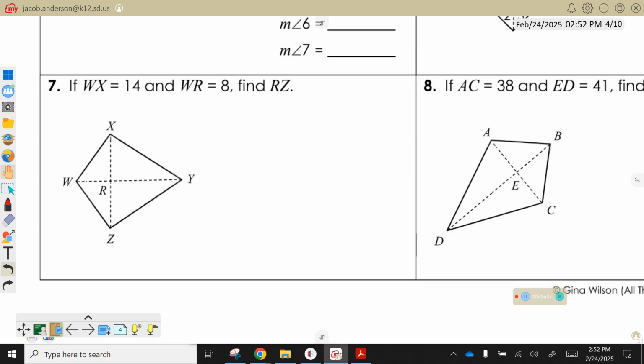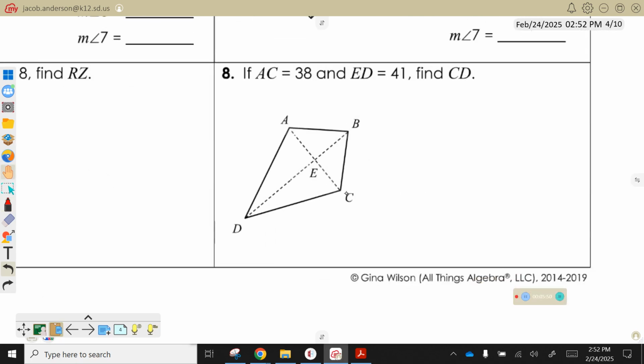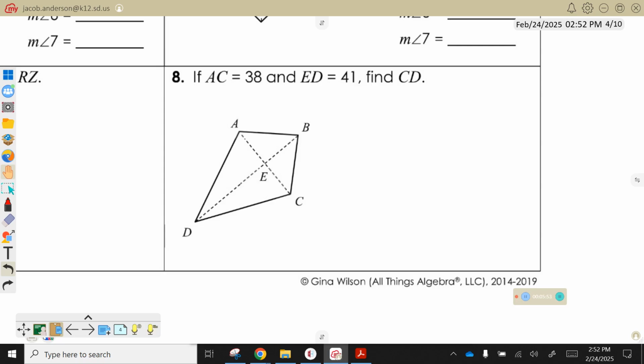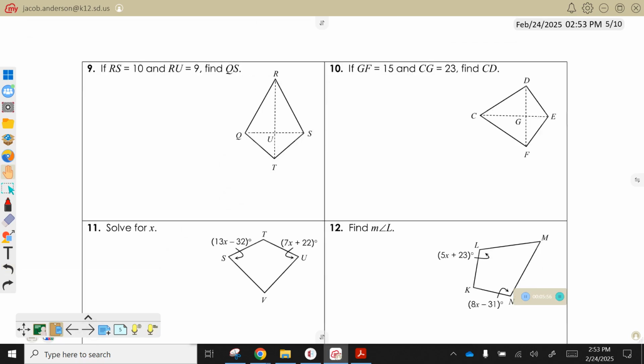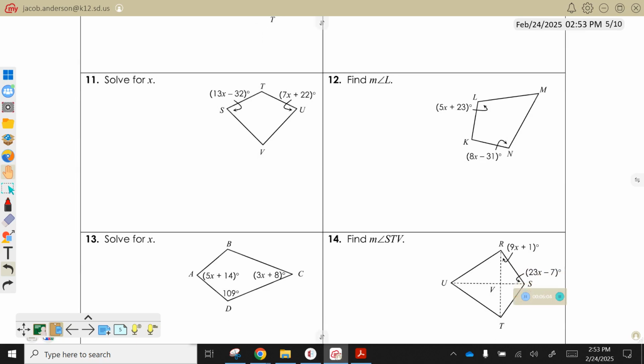Number 7, it says WX is 14 and WR is 8. Using, this is a 90-degree angle, we're going to go back to that Pythagorean theorem. I don't think this is super difficult to do, but I do know that there are some people on quizzes and tests that forget about the Pythagorean theorem. And so this is just a little reminder that you'll have to do that. Looks like a similar question there. I'll let you try that one on your own on the homework. I don't think we have too much that I'm going to talk through there. We've got more perpendicular Pythagorean theorem questions.